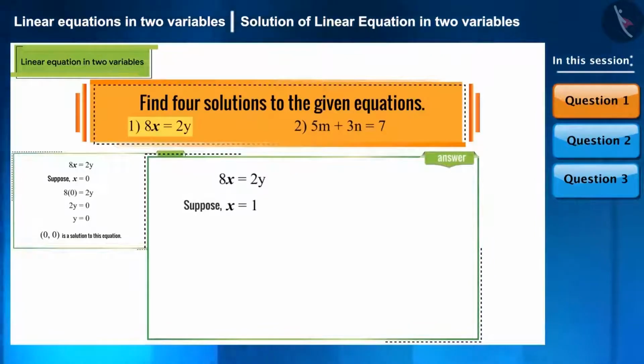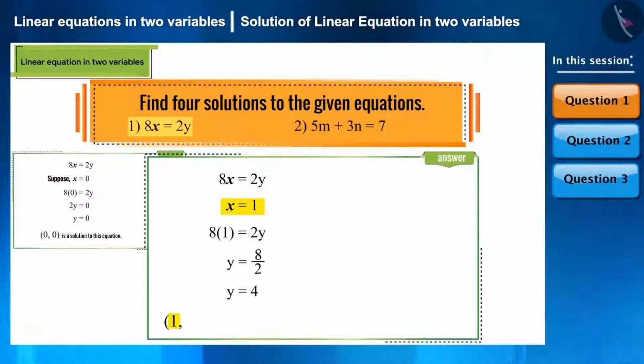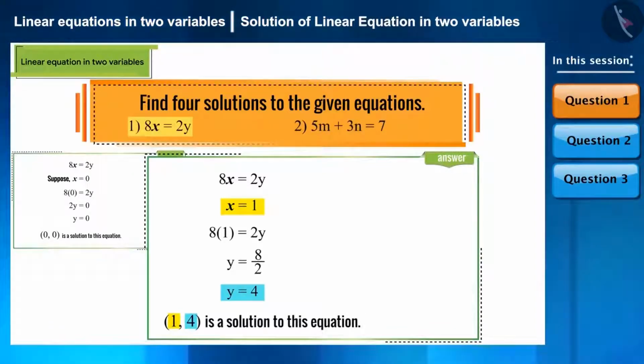Now, let's take the value of x as 1. By placing the value of x as 1 in the equation 8x is equal to 2y, we will get a linear equation in one variable, and when we solve it, we will get the value of y as 4. So, (1, 4) is another solution to this equation.